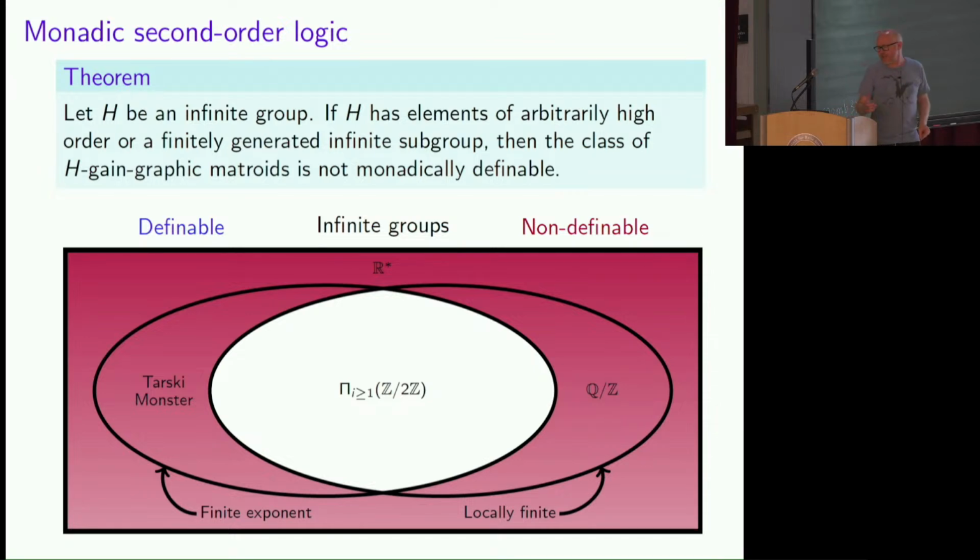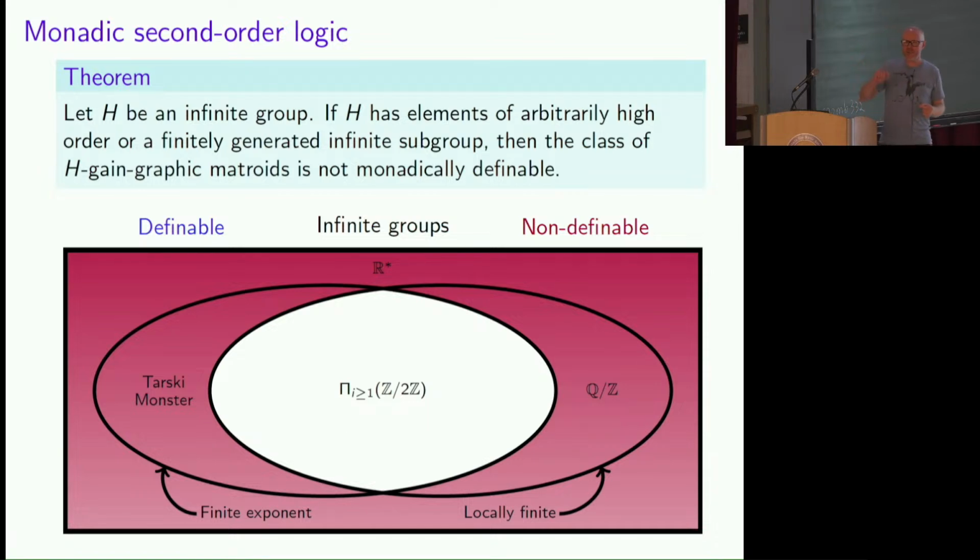Okay, so this Venn diagram that I've put up is a Venn diagram of all infinite groups. I've drawn two circles, ellipses. Inside the left-hand circle, I've got all the groups with finite exponent, which means that you cannot have elements of arbitrarily high order in the group. In the right-hand circle, I've got all the groups that are locally finite. That means that any finitely generated subgroup is itself finite.